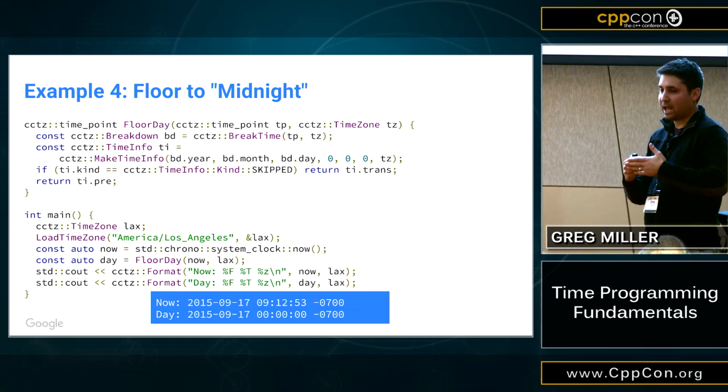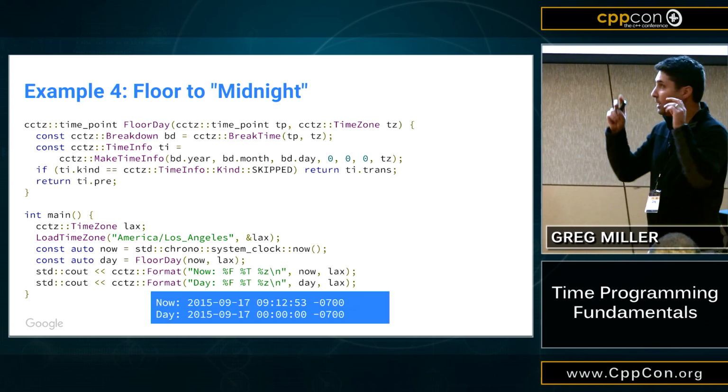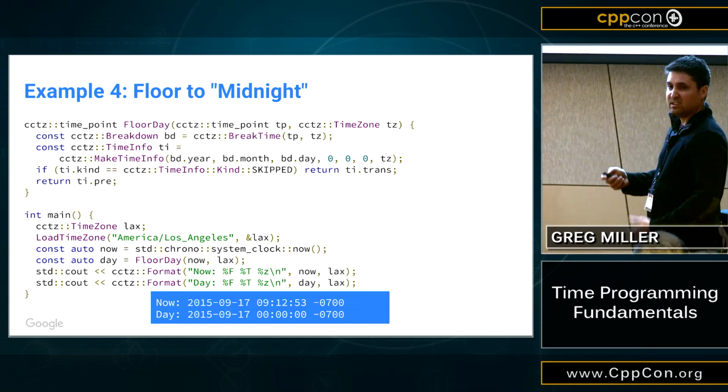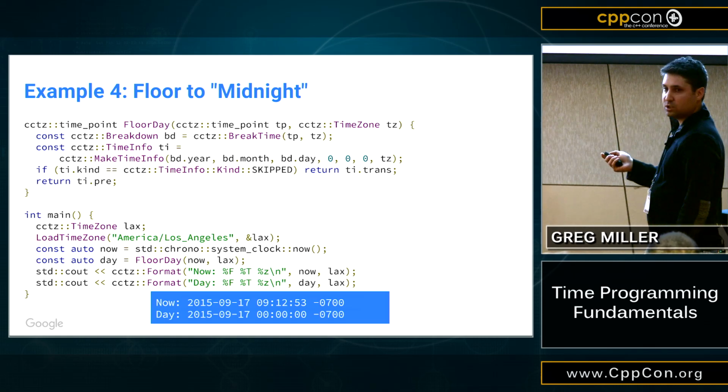We could say that every day has a first moment, a first instant. That instant might not be midnight. So we'll call it floor day, day start, start of day, any of those things would be fine. So in this case, we have a function floor day, and I'm going to skip down here to main and just look at using this real quick, and then we'll talk about how we implemented it.